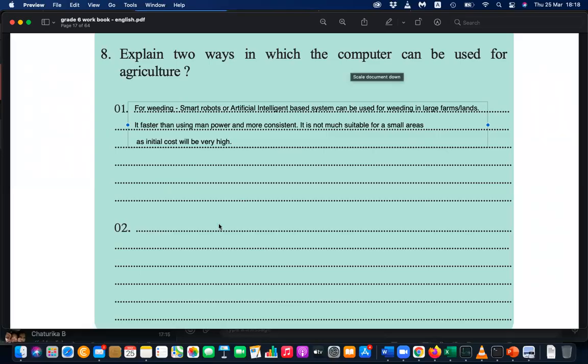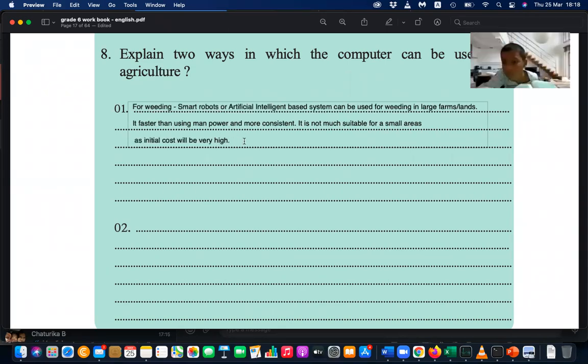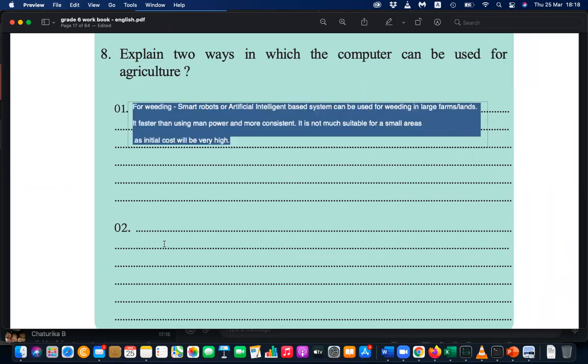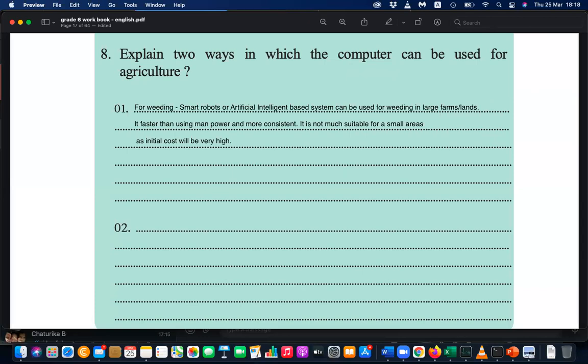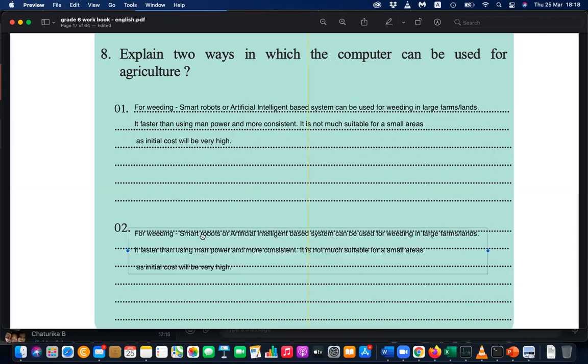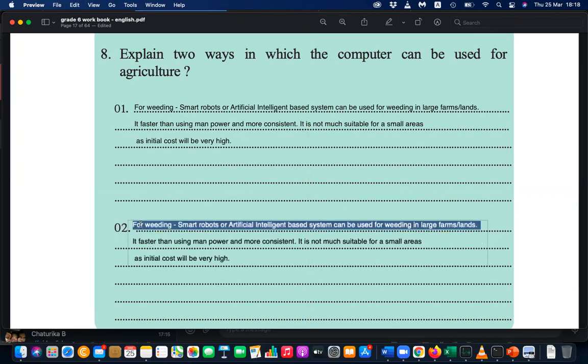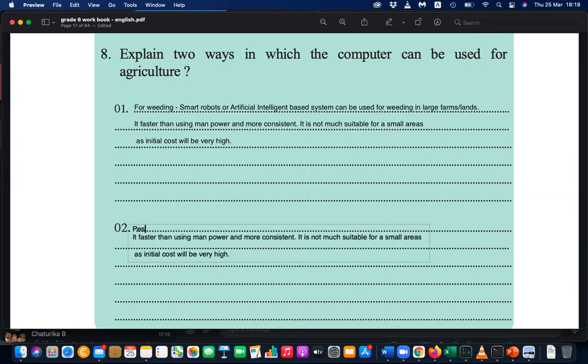So we discussed one method last day. Then we got to know there are more methods actually in agriculture. So another thing is pest control. You have more, right? But let's write pest control. So the second one is pest control.